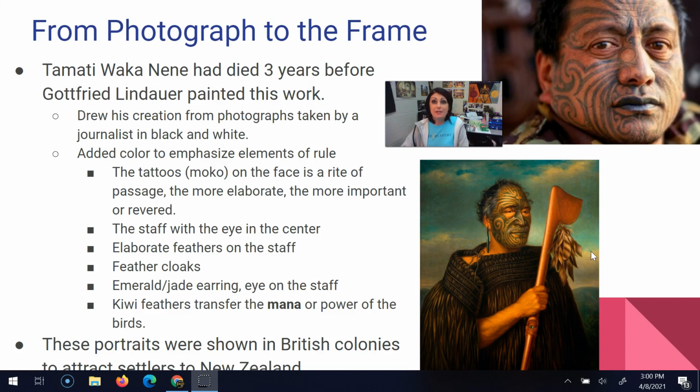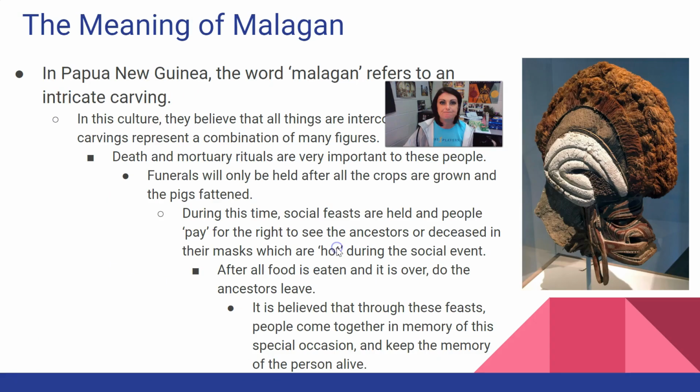Tamati Wakanene, especially since he converted to Christianity, most likely would have wanted to be shown in European clothing. But because there was a photograph of this chief, who had these beautiful, exquisite tattoos, Gottfried Lindauer painted this image of him in oil paints and then took it back over to Europe, right? So he included all of these elements and really used that oil paint to show the textures of the kiwi feathers and the emerald and the jade, the staff with the eye in the center, and especially the tattoos, because the more important your status was in these Polynesian cultures, the more tattoos that you had.